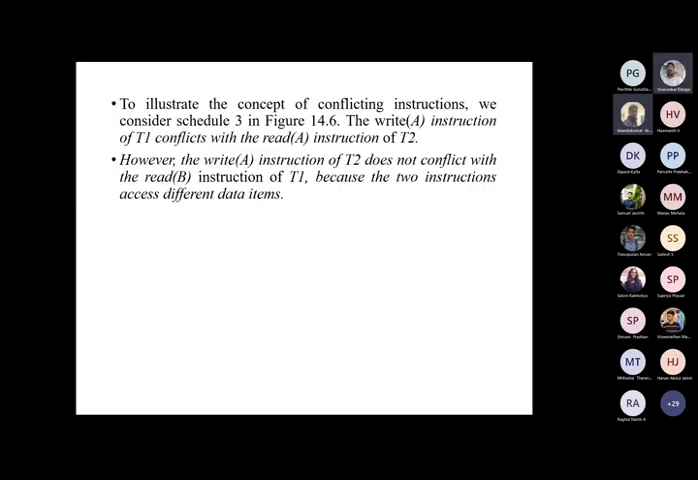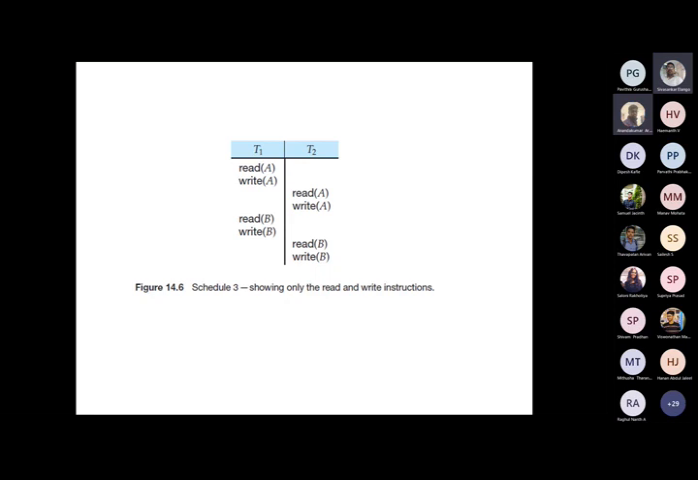So what we do is that we are going to consider schedule 3 where, if you look into this schedule 3, the write of A instruction is going to conflict with the read of A instruction. However, the write of A instruction of T2 does not conflict with the read of B instruction of T1. So what we do is that we swap read of B with the write of A instruction. Then you swap read of B with the read of A instruction. Similarly, you swap write of B with the write of A instruction, and you swap write of B with the read of A instruction, right?